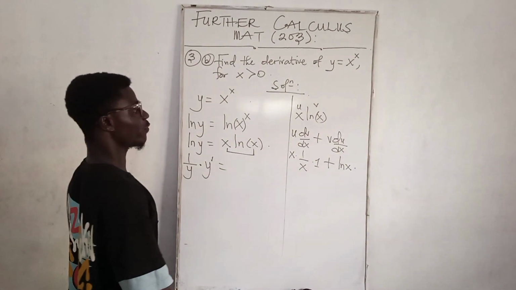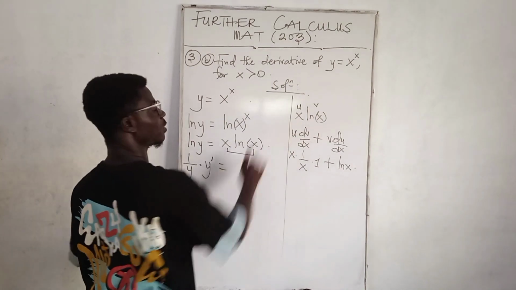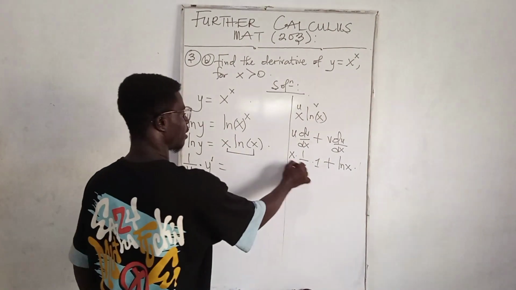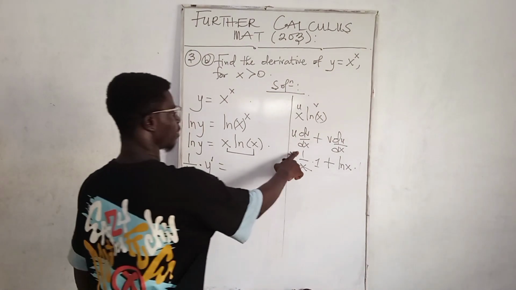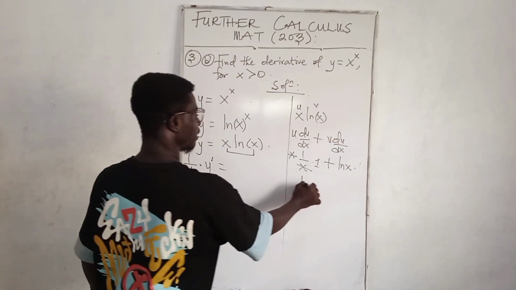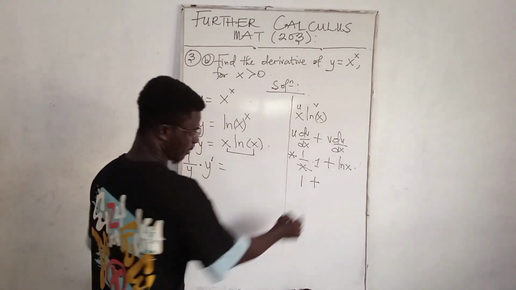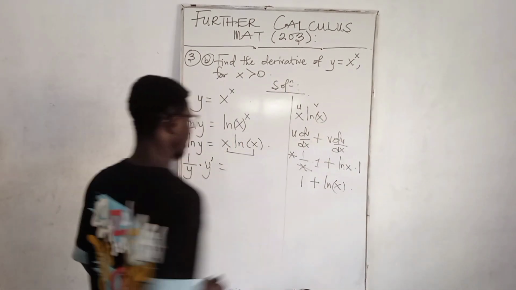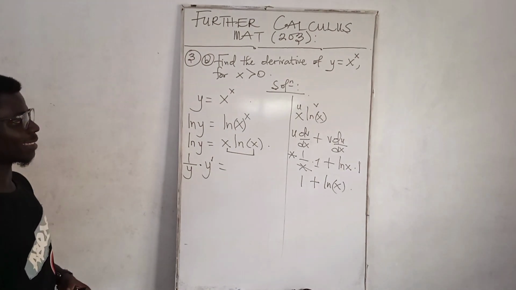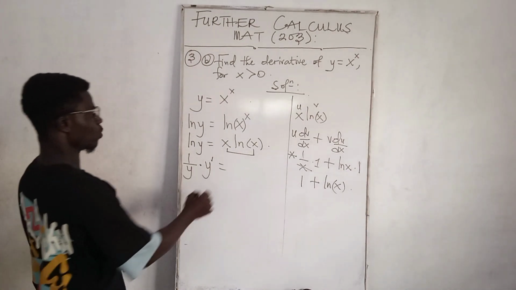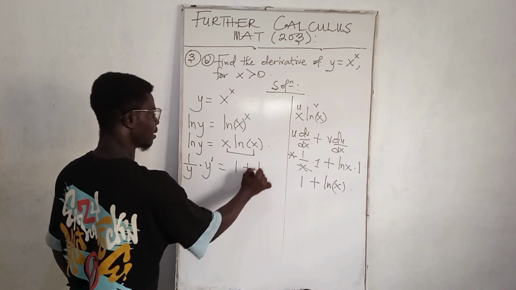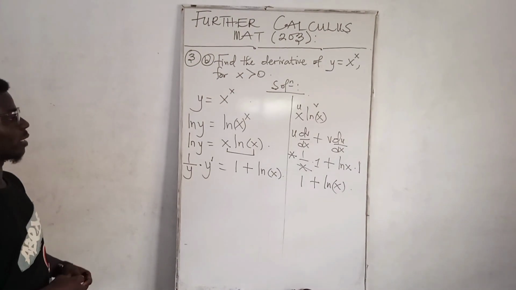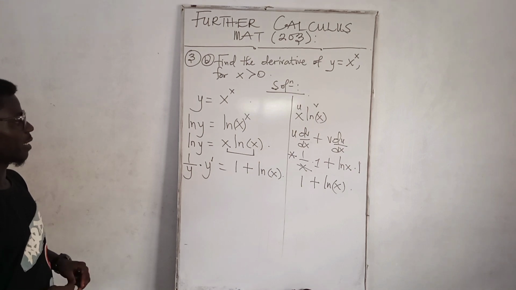Then times my differential of u with respect to x, which means if I differentiate u with respect to x, I get 1. Now this x cancels that. So I get 1 times 1, which is 1. Then plus, x times 1 is ln x. So my answer will be what? 1 plus ln x. So I have 1 plus ln x, right? 1 plus ln x.